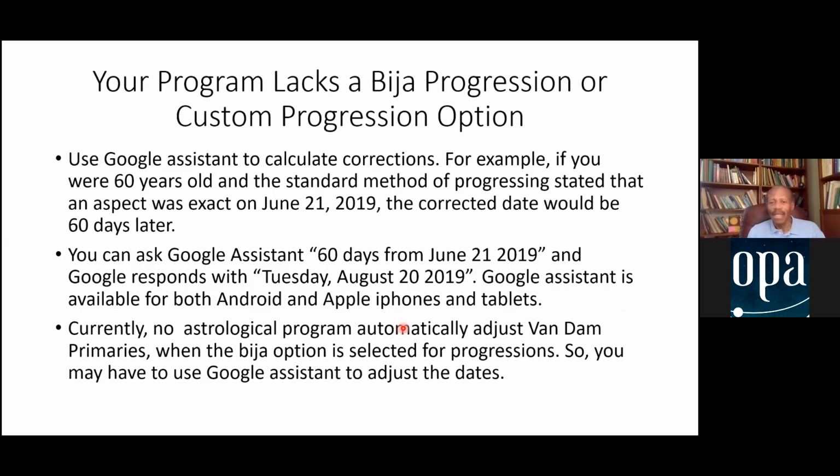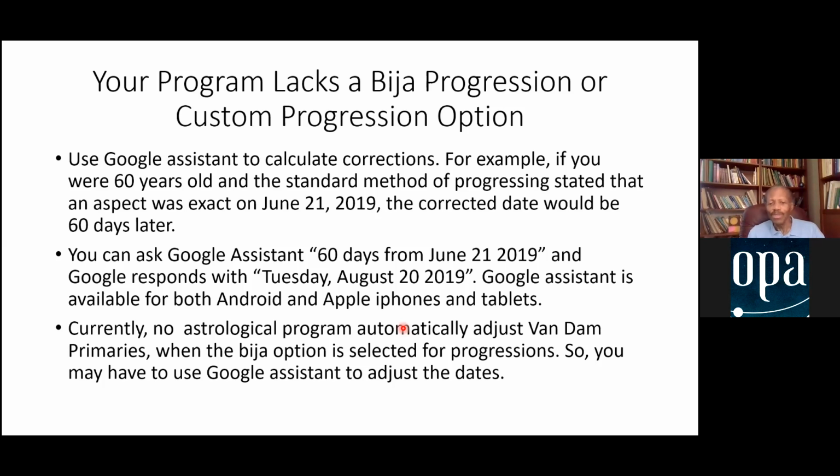Now, if your program lacks a Bija progression or custom progression option, then you can use Google Assistant to calculate corrections. For example, if you were 60 years old and the standard method of progressing stated that an aspect was exact on June 21st, 2019, the corrected date would be 60 days later. So you can ask Google Assistant 60 days from June 21st, 2019, and Google will respond with Tuesday, August 20th, 2019. Google Assistant is available for both Android and Apple iPhones and tablets.